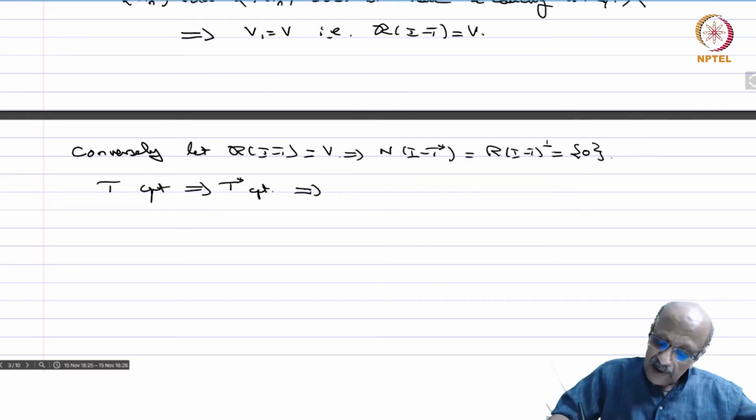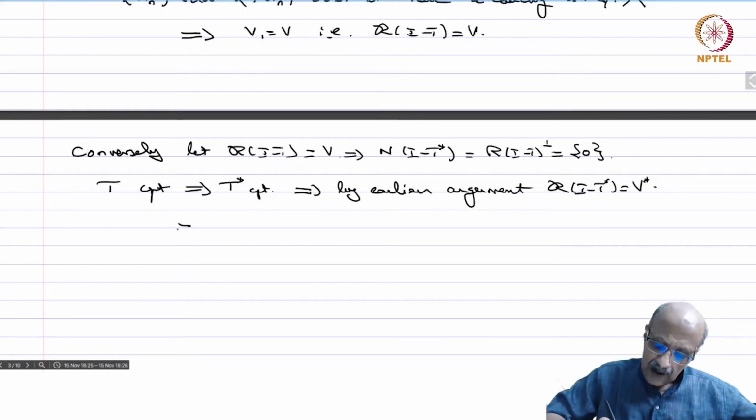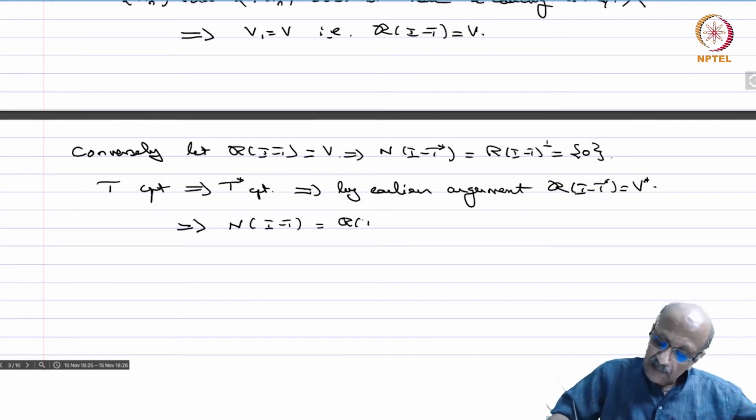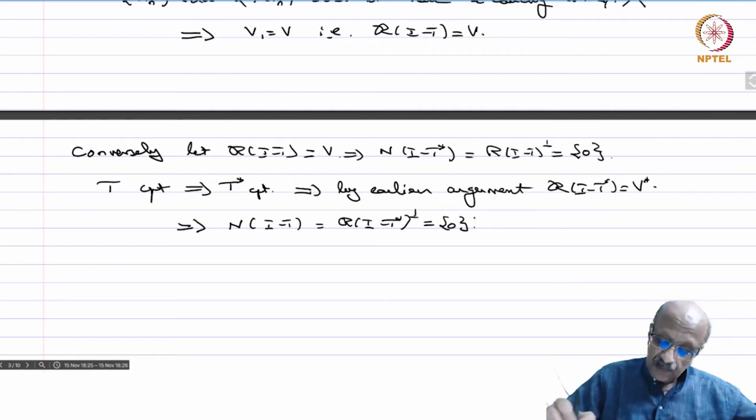and therefore by the earlier argument we have the range of I minus T star equals V star, and this implies that the null space of I minus T equals the range of I minus T star perp, and that is 0. Okay, so that completes the proof of this part.